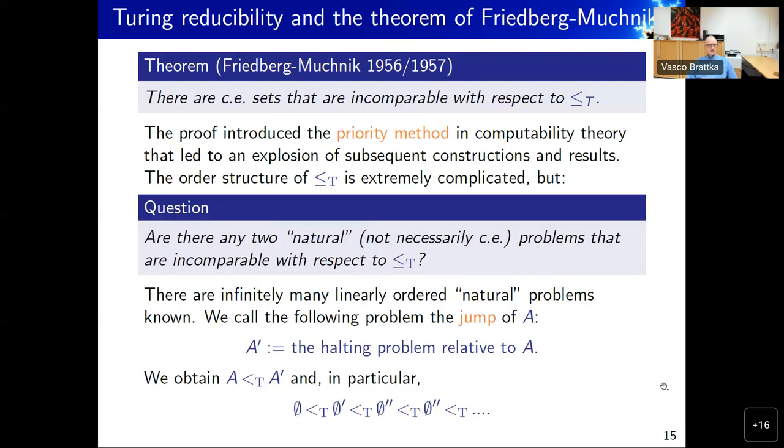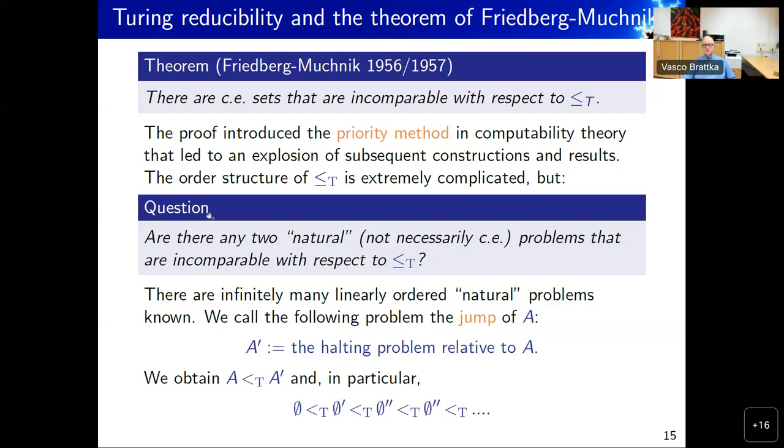There is a famous solution of that question, a theorem proved independently by Friedberg and Muchnik. They showed that there are CE sets which are incomparable with respect to Turing reducibility. They introduced a new method, the priority method, into computability theory, and that led to an explosion of similar constructions. And it showed that the order structure of Turing reducibility is extremely complicated. However, this construction is kind of not giving us natural or good examples of such sets.